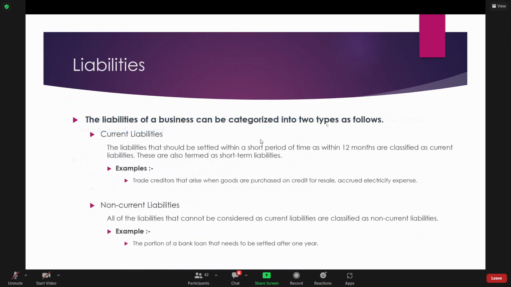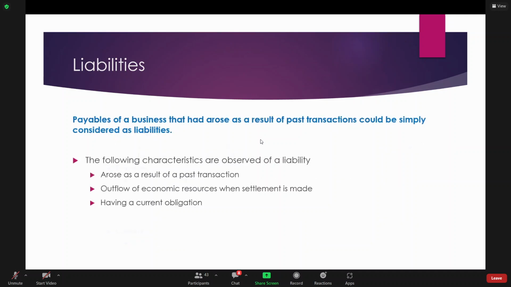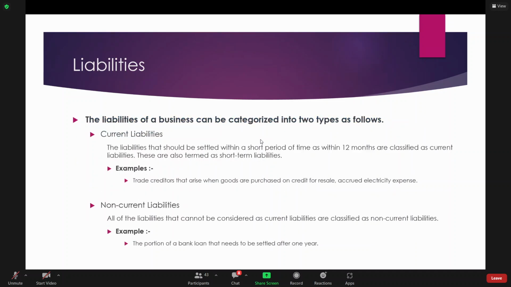That is current liability and non-current liability. The liabilities of a business can be considered into two types as follows: current liabilities and non-current liabilities. Current liabilities are the liabilities that should be settled within a short period of time, as within 12 months.